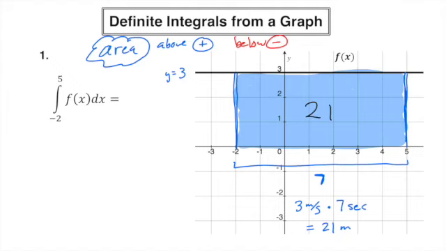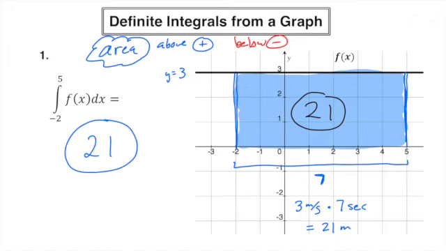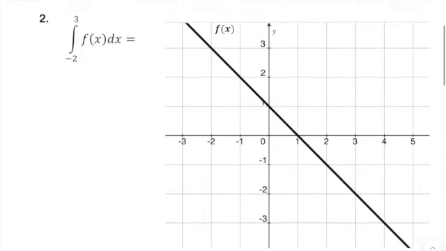This total area is 21. It's a big fat rectangle above the x-axis, so positive area. So that is the value of this definite integral, 21. So let's take a look at a couple other problems here, just so we see variety.